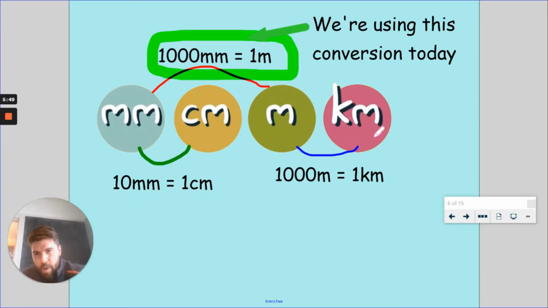So, what are they worth? Well, 10 millimetres is the same as 1 centimetre. 100 centimetres is a metre. So, 1,000 millimetres equals 1 metre.